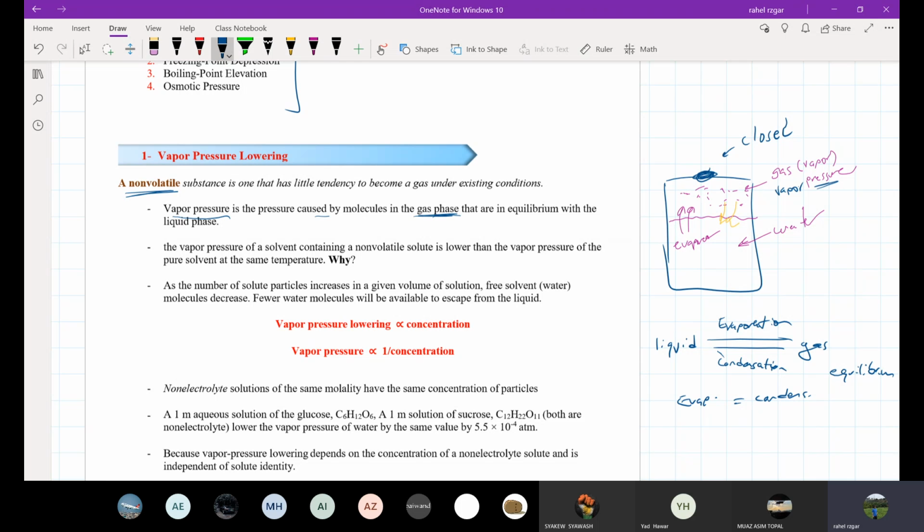If one molecule of water wants to become gas, the same molecule or another molecule of water must become liquid. So it will reach a condensation, or be at equilibrium.